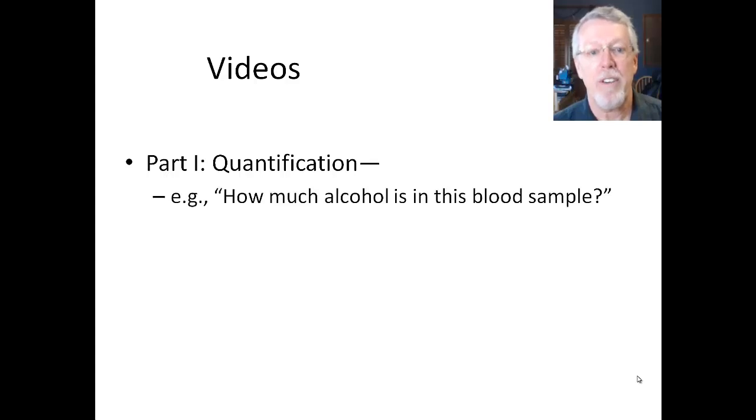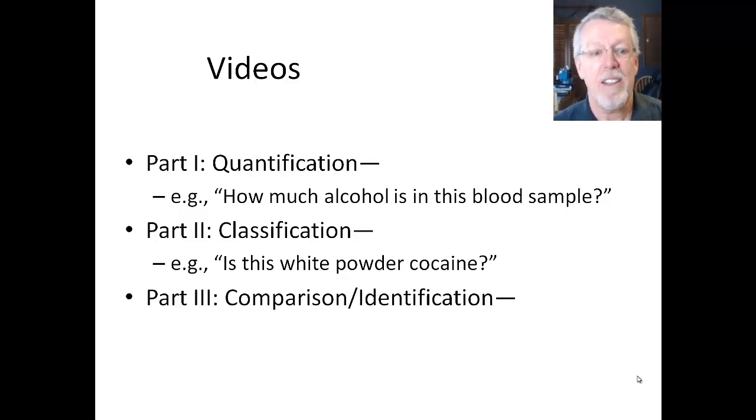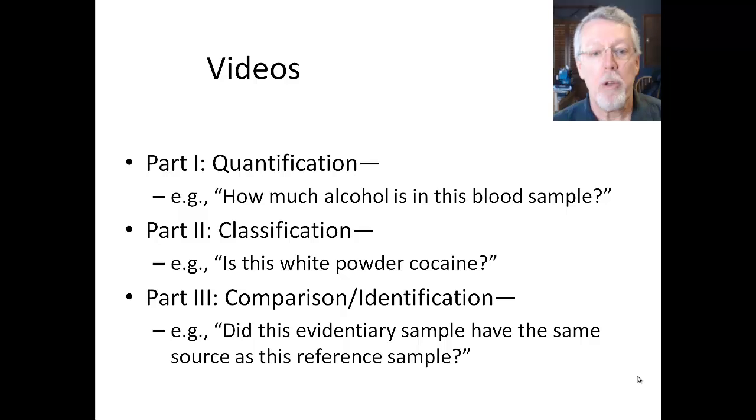There are 3 videos in this series. Video 1 dealt with the issue of quantification, how forensic scientists estimate the quantity of something. Video 2 dealt with classification, determining how to categorize an item. And in this video, video 3, we'll look at comparison and identification, how forensic scientists answer questions about whether 2 evidentiary samples might have had the same source or a different source.